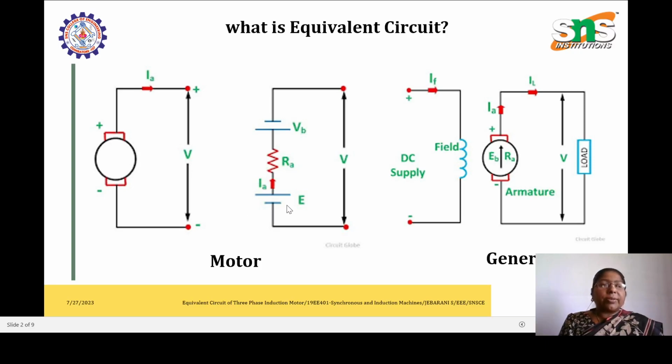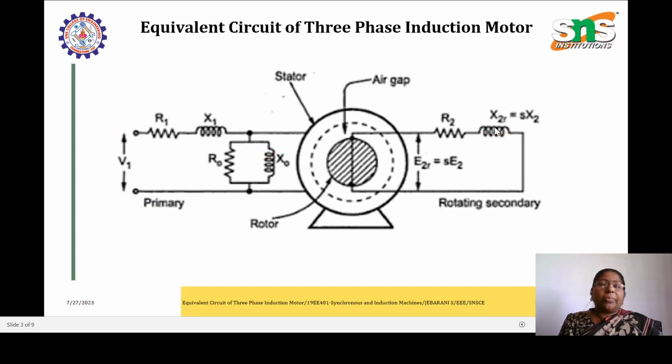The armature has a rotor coil, a resistance coil, so resistance can be represented here. And you have brushes in the armature. Whatever voltage drop happens in the brush can be represented as a voltage source along with the input voltage. Similarly, it can be extended to a generator also. The same concept we can apply to a three-phase induction motor also.